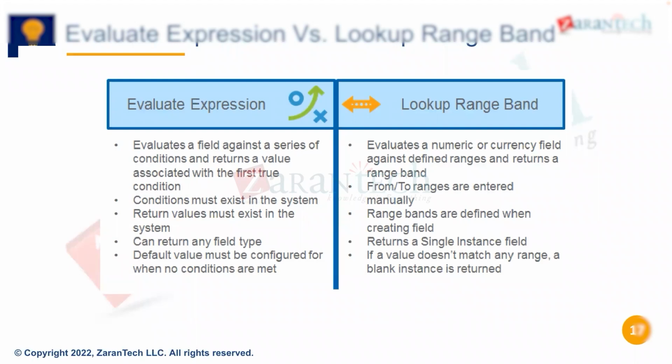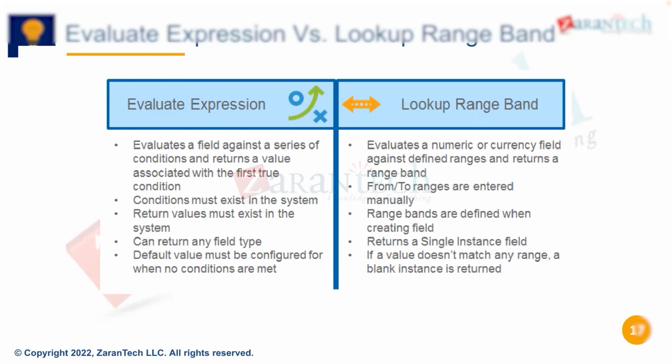Evaluated expression is basically conditions, and it returns values based on those conditions. If the first one is true, then it will bring out that value. Whereas the lookup range band has a range defined and it returns the value based on that range. It doesn't have a condition per se to give out the value. It has a whole range to give us that value. So that's the first difference between both of them.